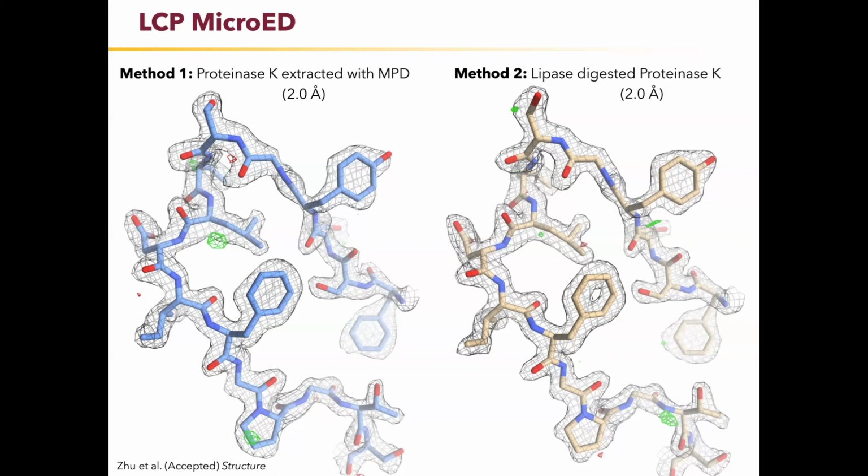And with both methods, both method 1 and method 2, which is the lipase, we were able to solve structures of proteinase K at about 2 angstroms. So the technique works. Right now, we're working on extending this to more exciting samples beyond proteinase K, and this requires subtle modifications of this method, but it's one area that we're actively developing and pushing forward to hopefully bring LCP crystallography into the MicroED area as well.